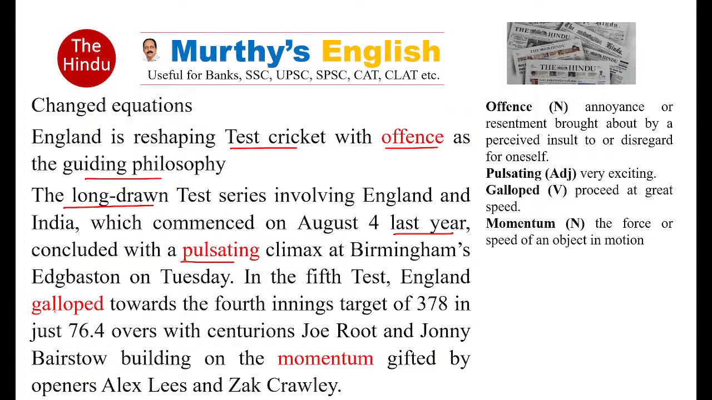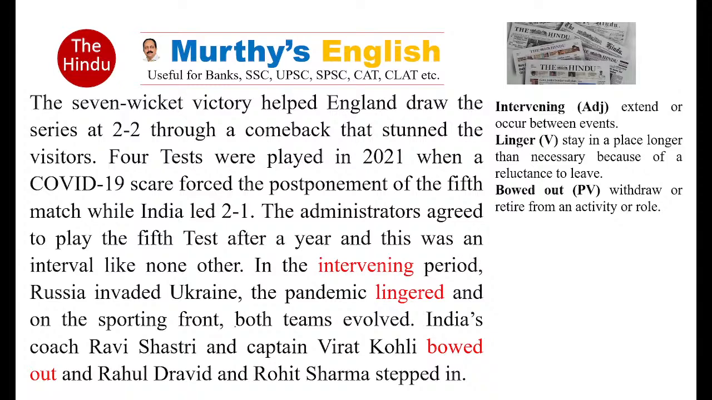They galloped towards, one important word. Galloping goes with horses. In this context, what does it mean? Proceed at great speed. To substantiate that, in the fifth test, England galloped towards the fourth innings target of 378 in just 76.4 overs. That means they scored very fast. With Centurions Joe Root and Johnny Bairstow building on the momentum, the force or speed of an object in motion, in this context, scoring runs, gifted by openers Alex Lee and Zach Crawley. That's how they won the final test.